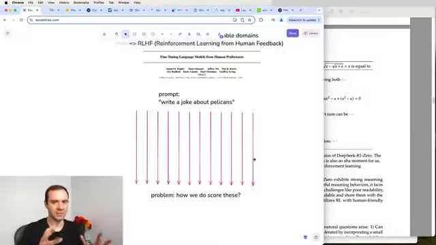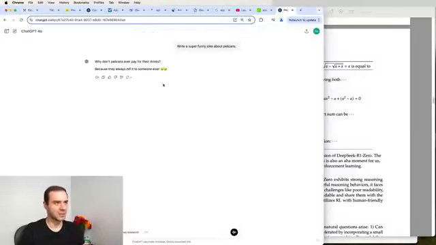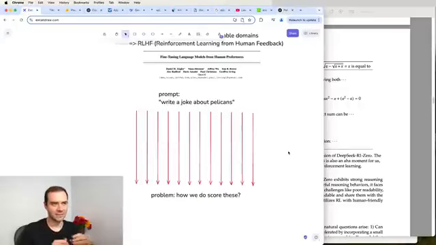Now, in principle, we could, of course, get a human to look at all these jokes just like I did right now. The problem with that is if you are doing reinforcement learning, you're going to be doing many thousands of updates. And for each update, you want to be looking at, say, thousands of prompts. And for each prompt, you want to be potentially looking at hundreds or thousands of different kinds of generations. And so there's just way too many of these to look at.